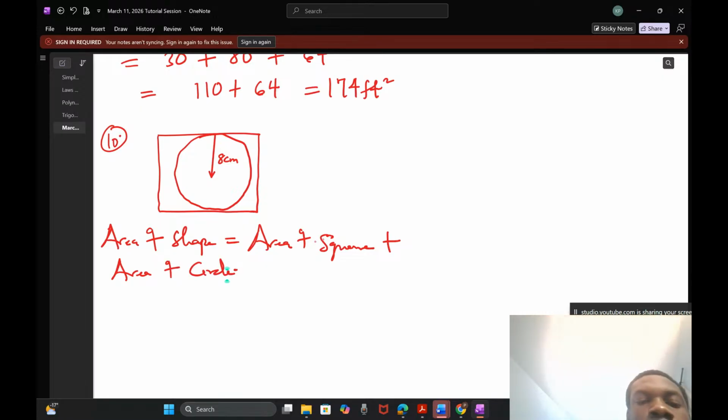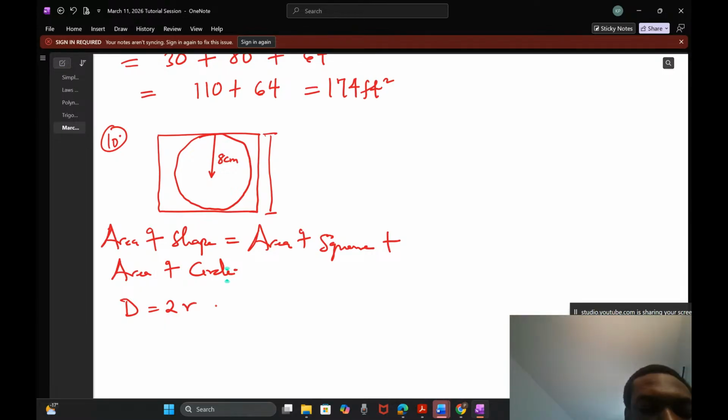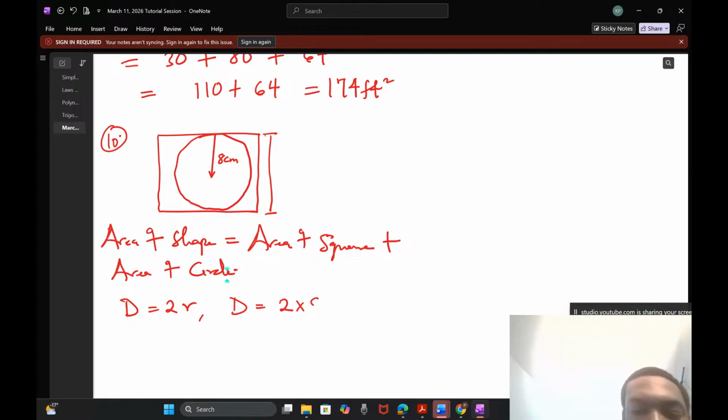So in this case, the radius is just half of the diameter of the circle, right? So if we want to get the length of this square, we will need to get the diameter of this circle. The diameter of this circle will represent the length of this square. Okay. And the diameter is 2 times the radius, right? So the radius is 8, so that will be equals to 2 times 8, which is equals to 16. So this side will be 16 centimeters. Okay.